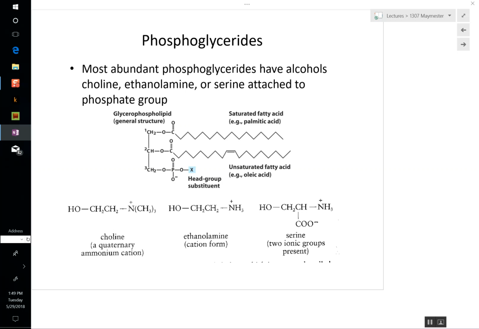You should be able to draw a triglyceride. You should be able to then, from the triglyceride, make a phosphoglyceride with this phosphate group there and just the letter X, indicating that there's some additional component here. You define X and you know what phosphoglyceride you're talking about. I don't expect you to know choline from ethanolamine or serine or any of that level of detail.